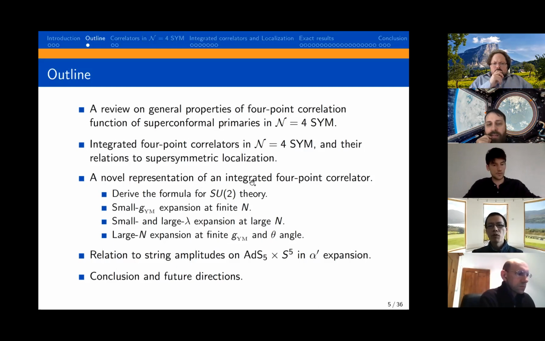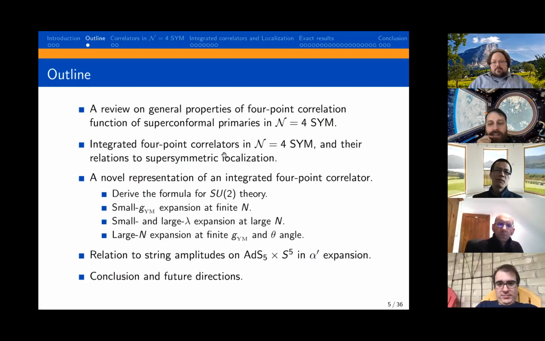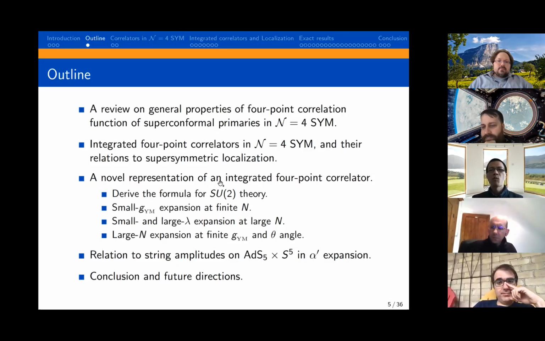Then there are basically three, but I will focus on two, and at the end of the day, I will focus on only one. Mostly I will focus on one of the integrated correlators, and we will present an exact formula for such an integrated correlator for any N and any coupling. So this is a conjecture. We were not able to prove it, at least. I will derive this formula for the simplest case, SU(2). Then I will make a conjecture.